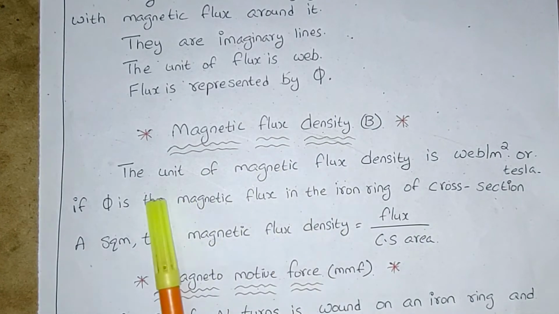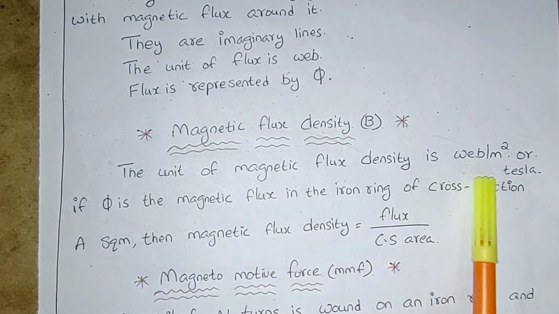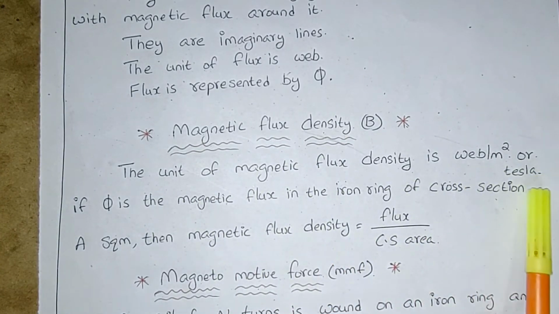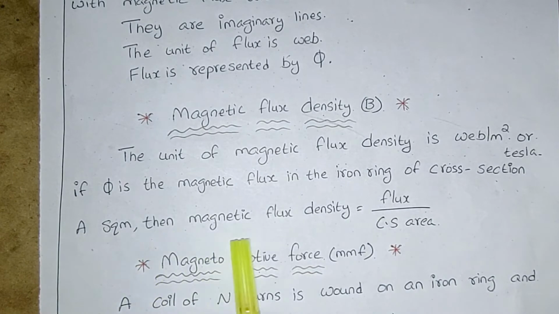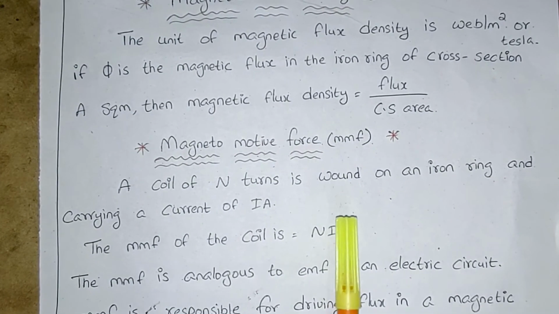Magnetic flux density: the unit of magnetic flux density is Weber per meter square, or Tesla. If phi is the magnetic flux in the iron ring of cross section a square meter, then magnetic flux density is equal to flux by cross sectional area.